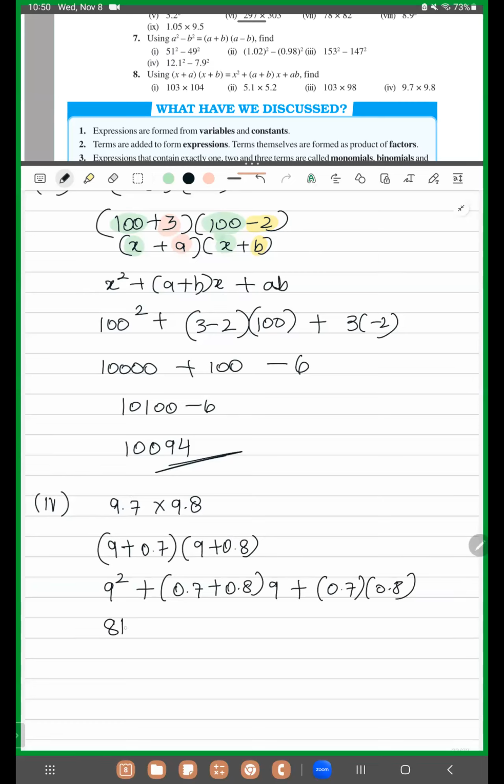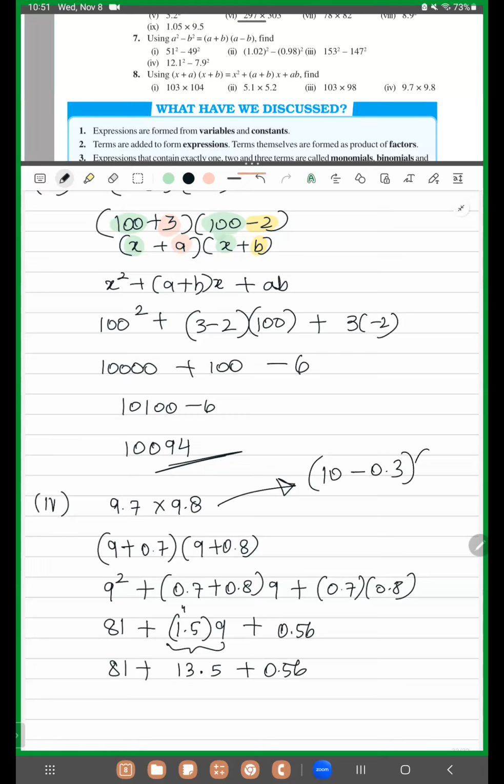And then 81 plus 1.5 multiplied by 9, plus 0.56, sorry, 5.6. And then 1.5 multiplied by 9 is 13.5. Okay, then plus 81. You know, this would have been better if we had done it like 10 minus 0.3 multiplied by 10 minus 0.3.